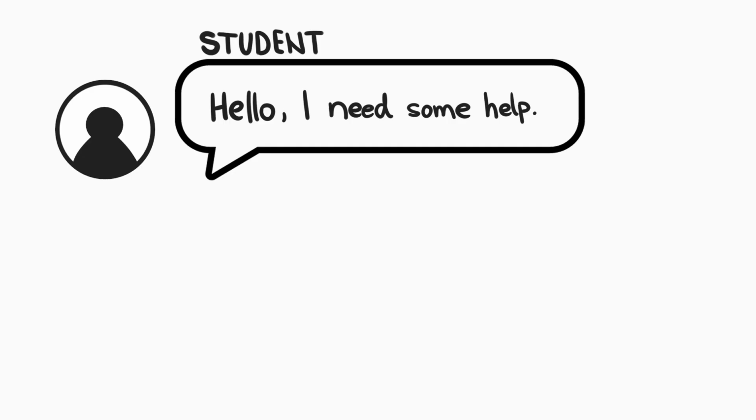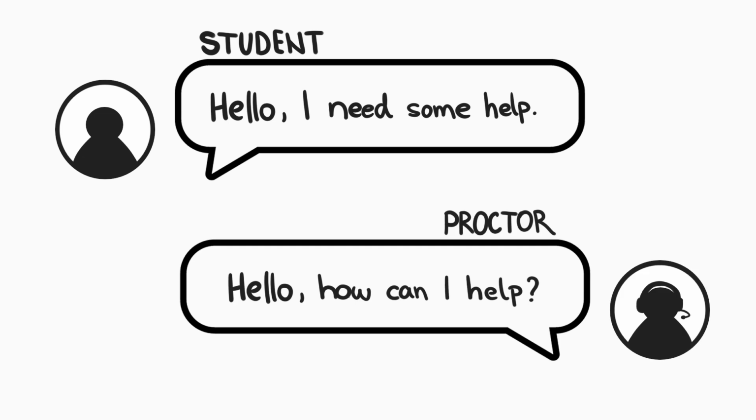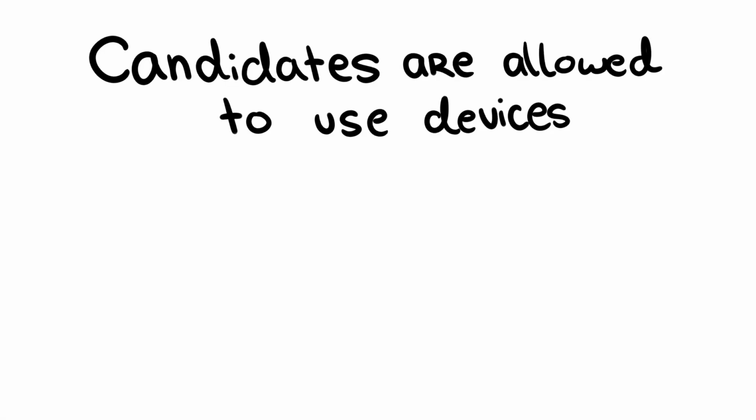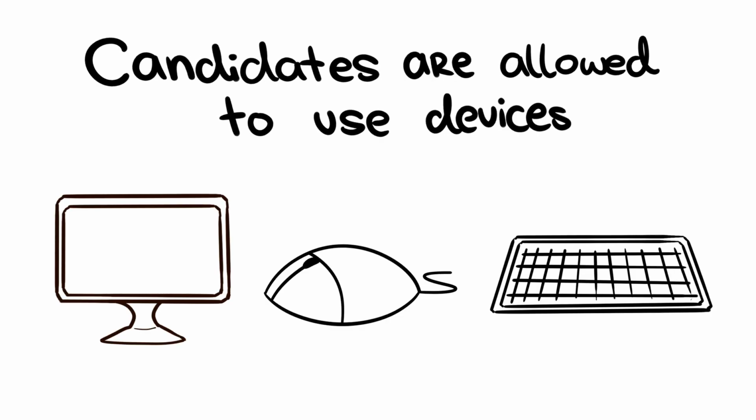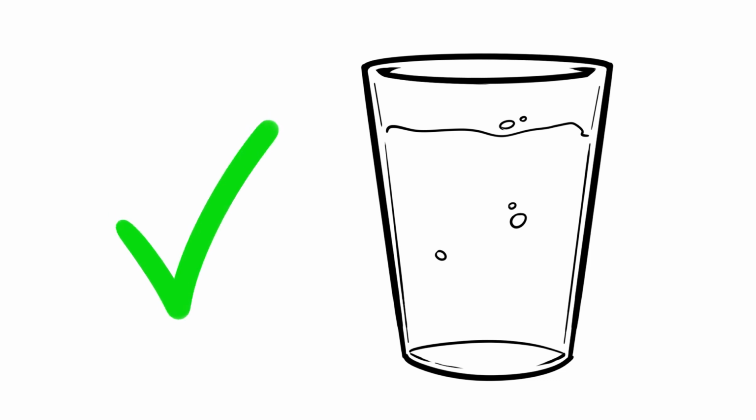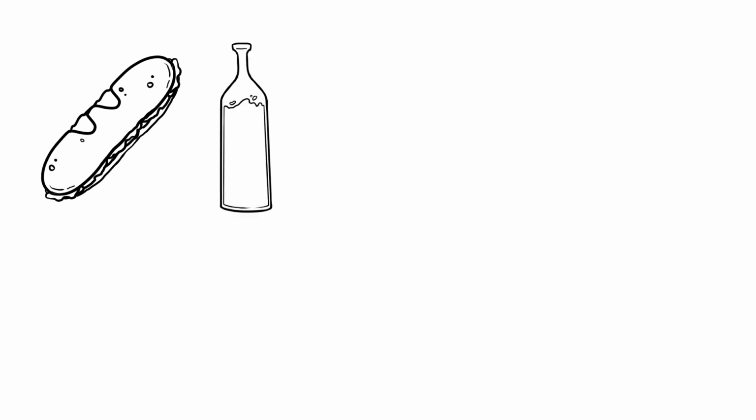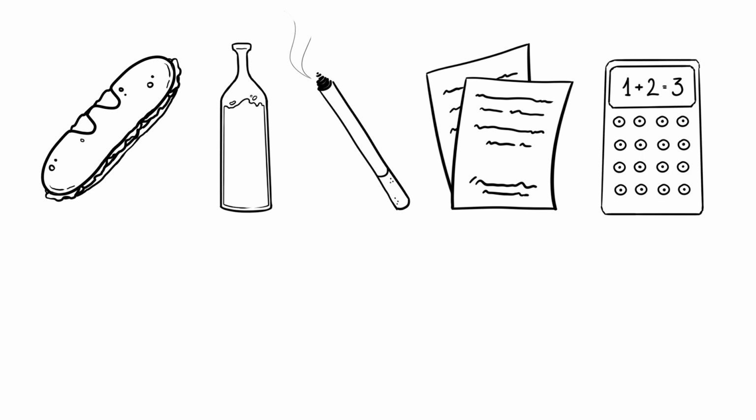They are also there to guide the candidates during their test-taking process. Candidates are permitted to have their devices, including one monitor, mouse, and keyboard. In some cases, candidates can drink water in a clear glass or container. However, items such as food, beverages other than water, cigarettes, papers, and calculators are not recommended to be used during the test-taking process.